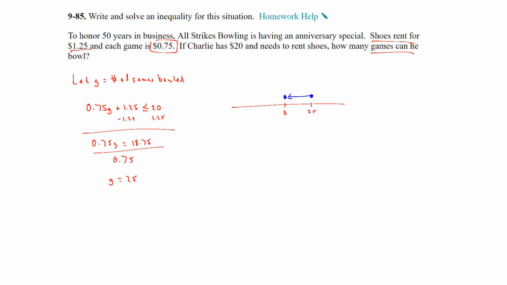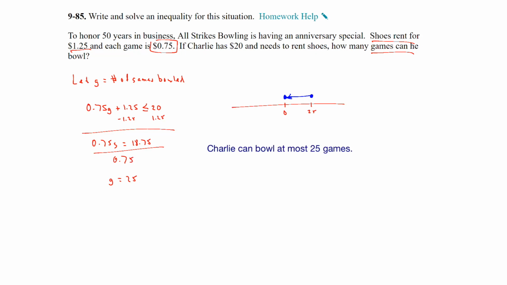And we have a boundary on the other side, because you're not going to bowl less than 0 games. Sometimes with applications, you can think about it this way instead of testing a point. And it makes sense that we're only talking up to 25 games that Charlie can bowl.